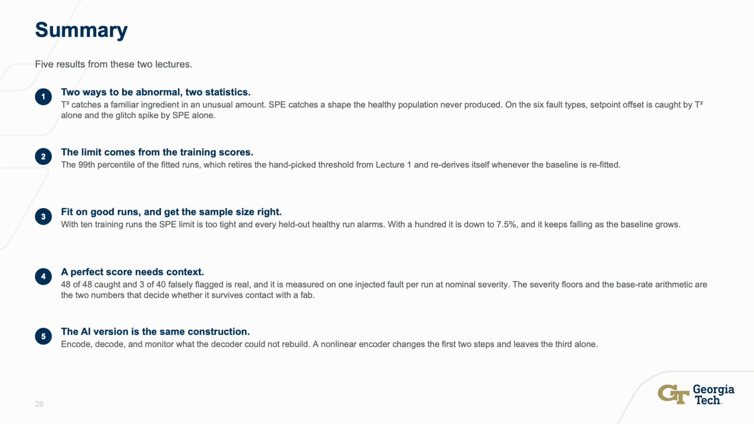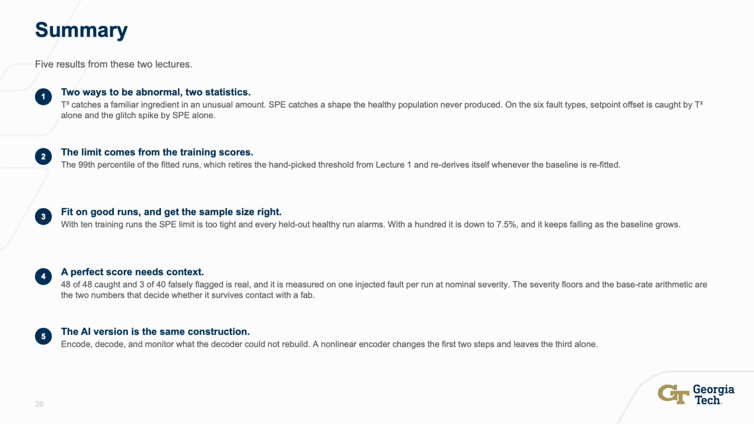Two: the limit comes from the training scores, the 99th percentile of the fitted runs. That retires the handpicked threshold from lecture 1, and it rederives itself whenever the baseline is refitted, which matters because the baseline gets refitted after every maintenance event. Three: fit on good runs and get the sample size right. With 10 training runs, the SPE limit is too tight and every held-out healthy run alarms. With 100, it is down to 7.5% and still falling.